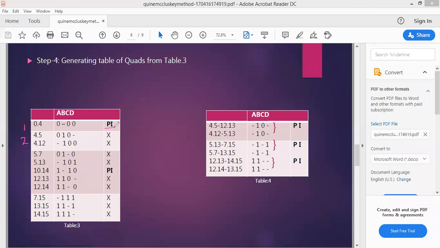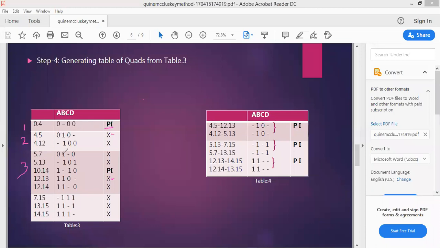So it is PI. Now we will try to group group 2 and group 3. So 0, 1, 0, dash can be grouped, as the dash is matching, 0 and 0 are matching, 1 and 1 are matching, and there is only one difference with 4, 5, and 12, 13. So these two are grouped and marked as grouped. So 4, 5, and 12, 13 are grouped as dash, 1, 0, dash.